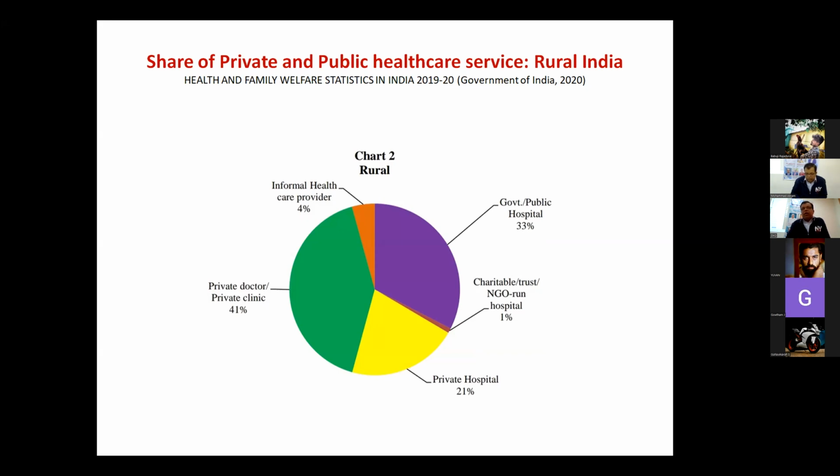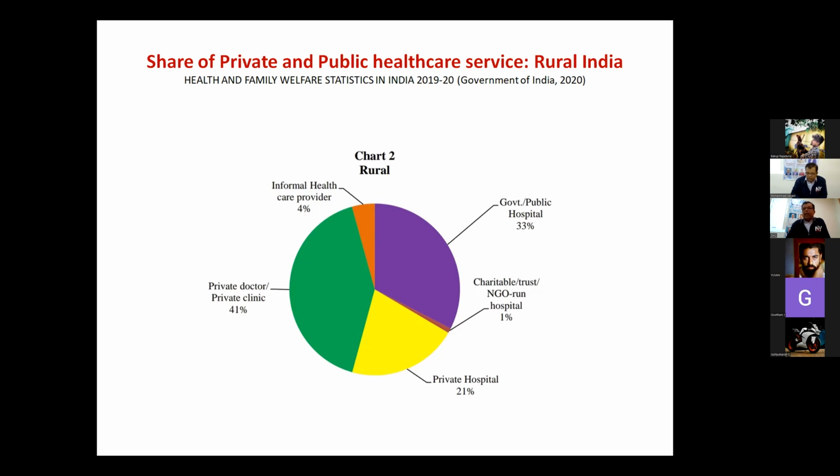You can see the government and public hospitals in the rural areas, these are around 33%. If the government hospitals' composition is 33%, then all the rest basically come to the private hospitals, although there are different nomenclatures suggested here. One is the charitable trust, NGO run hospital, then the private hospital, then the private doctor or private clinics, then the informal healthcare providers. So keeping aside the charitable or NGO run hospitals, because these are not-for-profit institutions, all others come under the category of private hospitals, where you have to pay money from your pocket, or if you have some kind of insurance card.